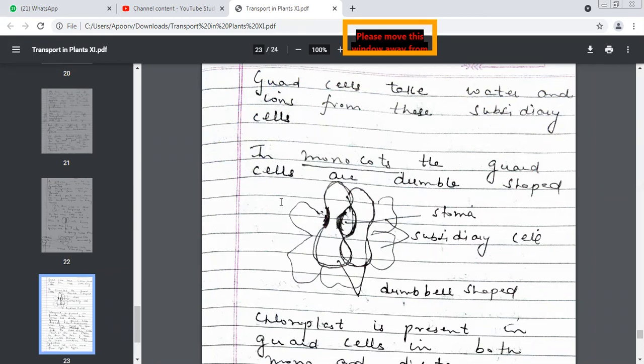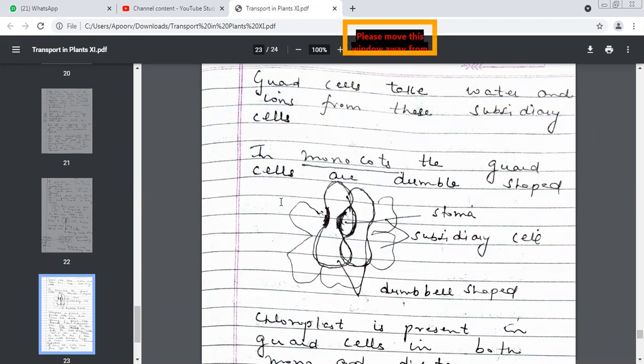What is the use of these cellulosic microfibrils? How do they help? Why do we have these microfibrils? They help in the opening and closing of stomata. Okay, now let's move on to monocots.